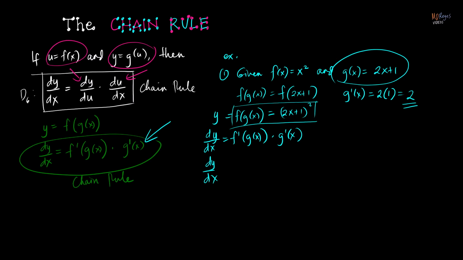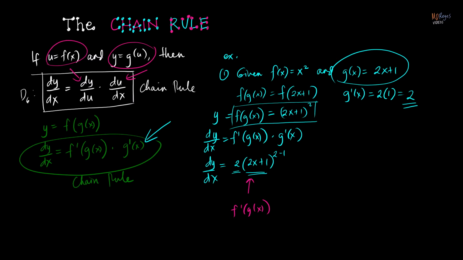The exponent is 2. So to differentiate 2x plus 1 raised to 2, we use the power rule. Okay, so it's going to be 2 times 2x plus 1. So in the power rule, we bring down the exponent. The exponent is 2. Copy the base. The base is 2x plus 1. And then subtract 1 from the exponent, right? This part is f prime of g of x, using power rule.